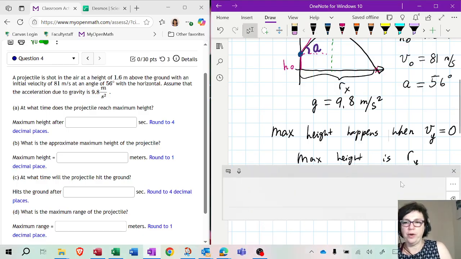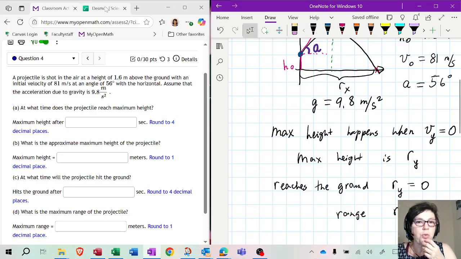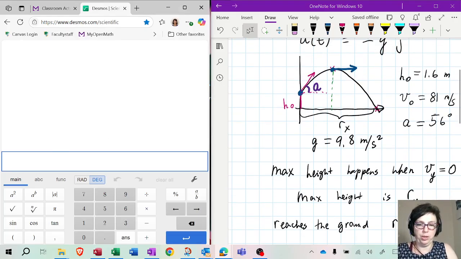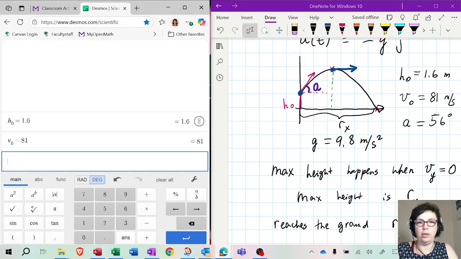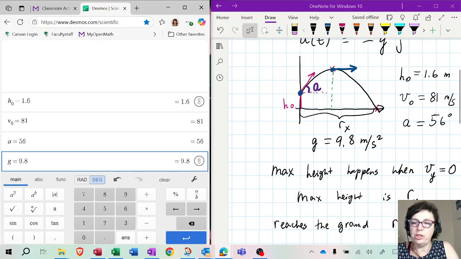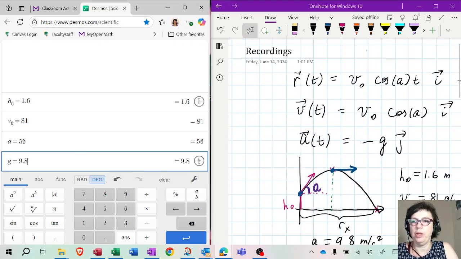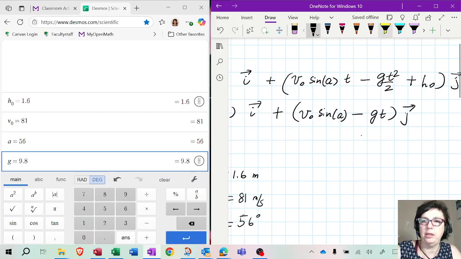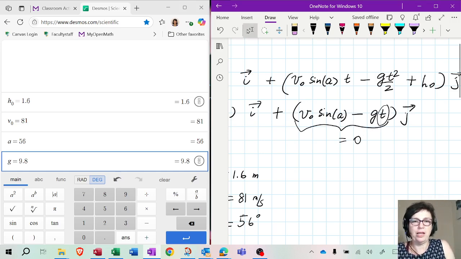Okay, so let's see how to find that. I'm going to use Desmos throughout. So first, I am going to define all the components here. The initial height, 1.6, initial velocity, 81, angle, 56. Make sure it's in degrees. G equals 9.8. Okay, how do I solve Vy equals 0? Well, there are formulas for the projectile motion. This right here is your Vy. So you're going to need to set this equal to 0 and solve for t, for time. But that's actually not that hard.